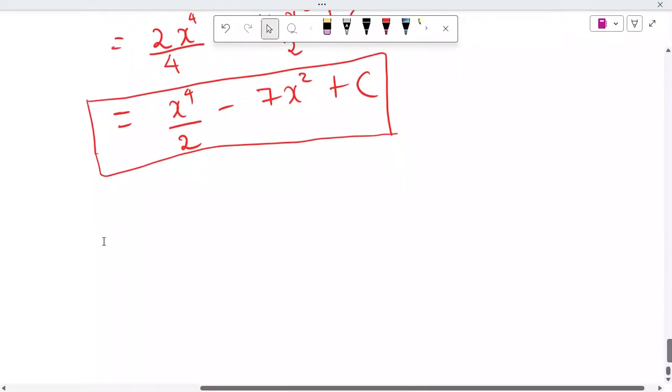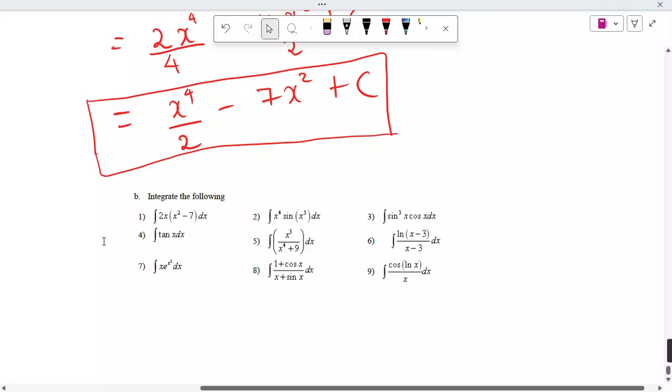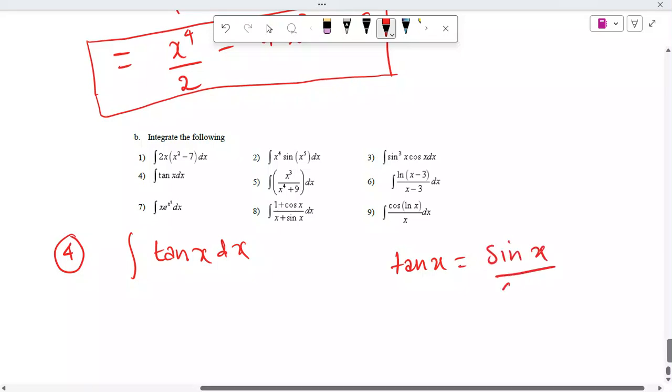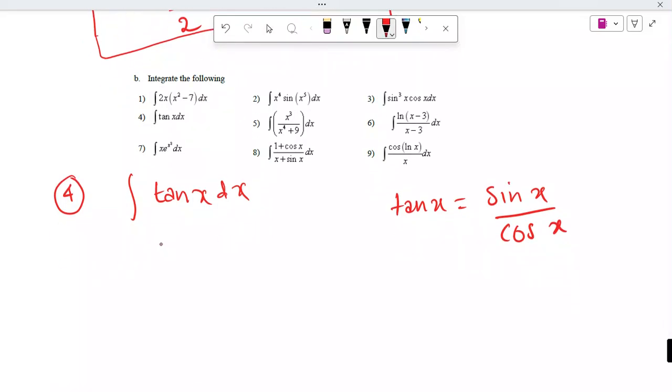Okay, so let's go to part. Let's see which one we can solve. Okay, so let's first solve 4. Let's go to part 4 first. So part 4 is integrate tan x dx. So we know tangent x is the same as sine x over cos x. So let's quickly substitute that.